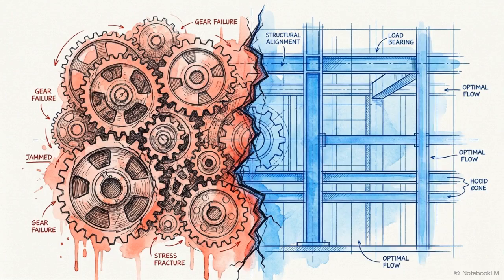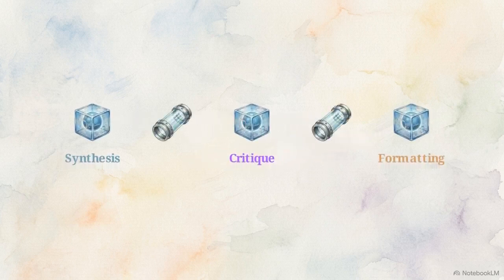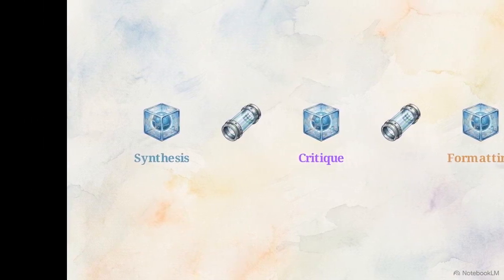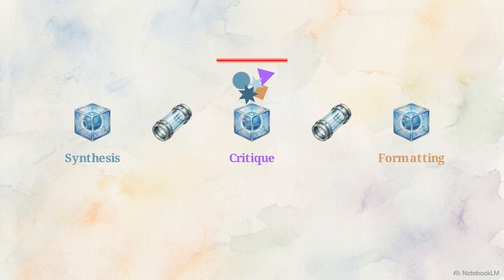Asking a model to execute deep logic and complex formatting simultaneously compromises its reasoning. The refactor involves splitting the single prompt into specialized sub-prompts for synthesis, critique, and formatting. The synthesis module acts as the initial data processor. Its only job is to convert raw input into an unrefined draft without the burden of final formatting constraints.